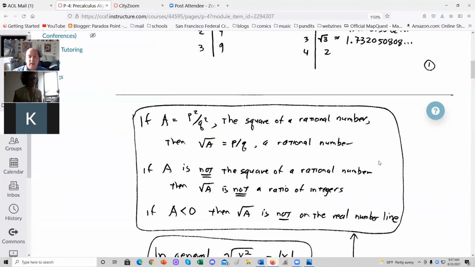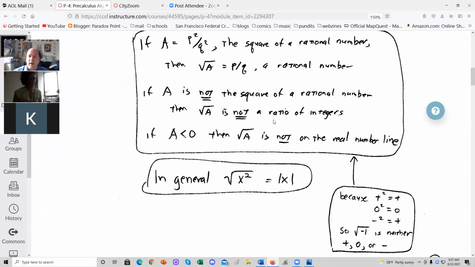Now, as for square roots, if you have a square of a rational number, then its square root is p over q, also a rational number. That's easy enough. If it's not the square of a rational number, then the square root of a is not a ratio of integers, not what's called a rational number. And if a is less than 0, then it's not on the real number line.